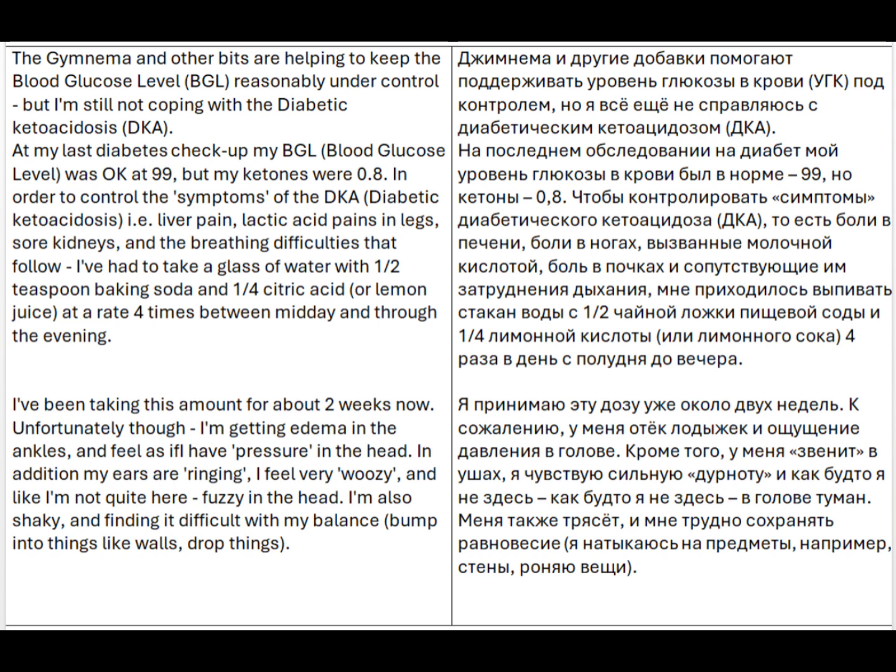In order to control the symptoms of the DKA, i.e., liver pain, lactic acid pains in legs, sore kidneys, and the breathing difficulties that follow, I've had to take a glass of water with 1/2 teaspoon baking soda and 1/4 citric acid, or lemon juice, 4 times between midday and through the evening. I've been taking this amount for about 2 weeks now.